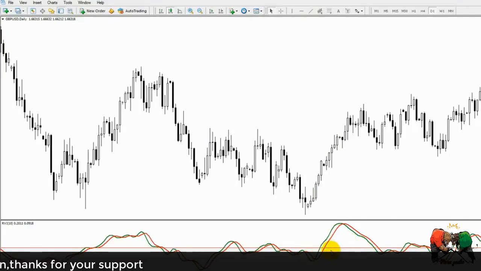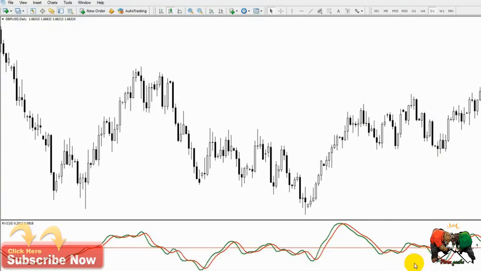So basically in this method, what we're looking for is for the RVI to be on the right side of the zero line. So when we're trading upwards, we need the RVI to be above the zero line. And when we're trading downwards, we need the RVI to be below the zero line. And realistically, that is as complicated as this method gets.